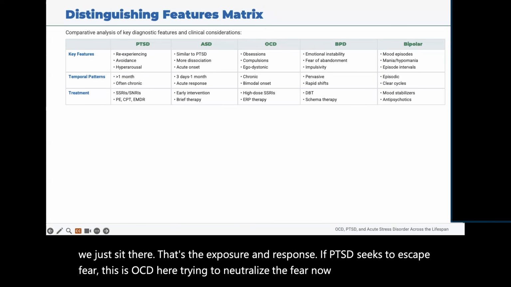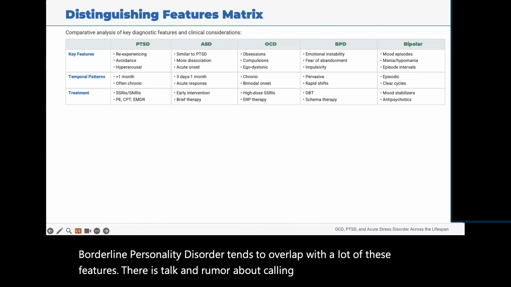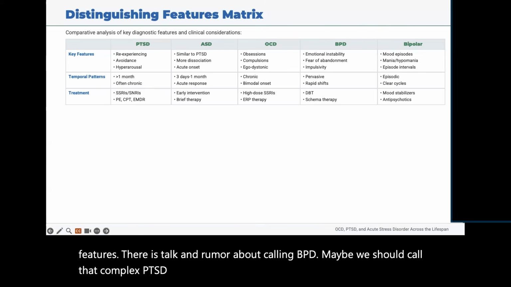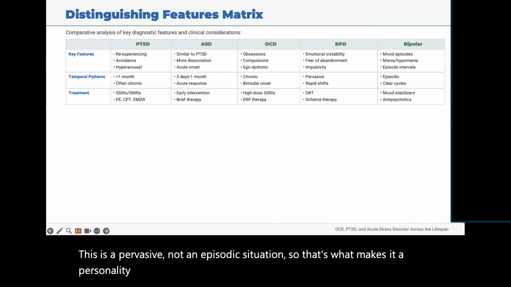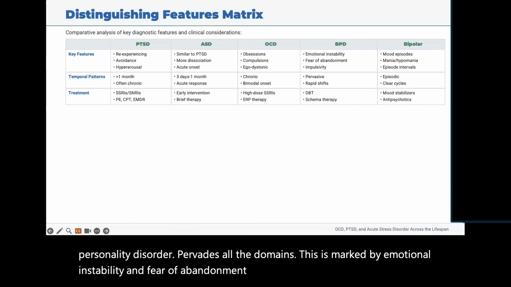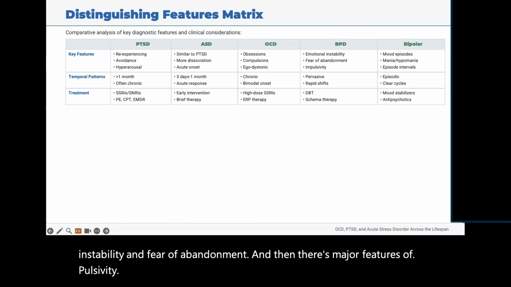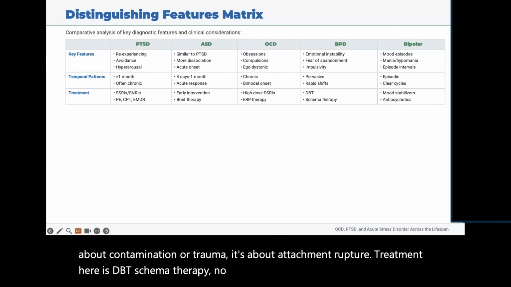Now, BPD, borderline personality disorder, tends to overlap with a lot of these features. There is talk and rumor about calling BPD complex PTSD. This is where emotion and relationship regulation fail. This is pervasive, not episodic, and that's what makes it a personality disorder: it pervades all the domains. It is marked by emotional instability and fear of abandonment, and major features of impulsivity. That sounds a lot like PTSD symptoms as well, but the anxiety here is not about contamination or trauma. It's about attachment rupture. Treatment here is DBT, schema therapy, with no medications approved for any of the personality disorders.